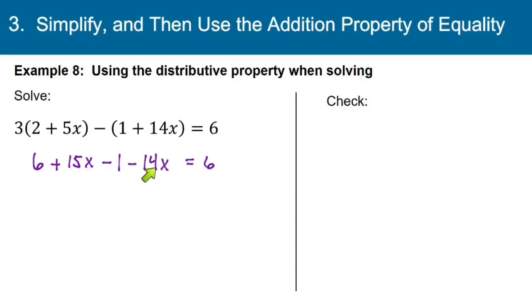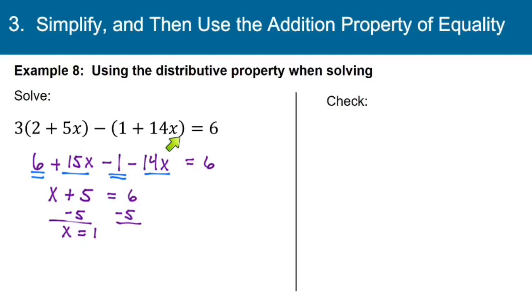Okay, now over on the left side, combining like terms, I have a 15x and a minus 14x. Together those add up to positive 1x. And then we have a 6 and a minus 1. Together those add up to positive 5. And the right side is still just 6. Now, continuing to isolate the variable, we want to get rid of the plus 5, so we'll put minus 5 on each side. On the left side, that's going to simplify and give us x. On the right side, 6 minus 5 is 1. So we think our solution is 1.